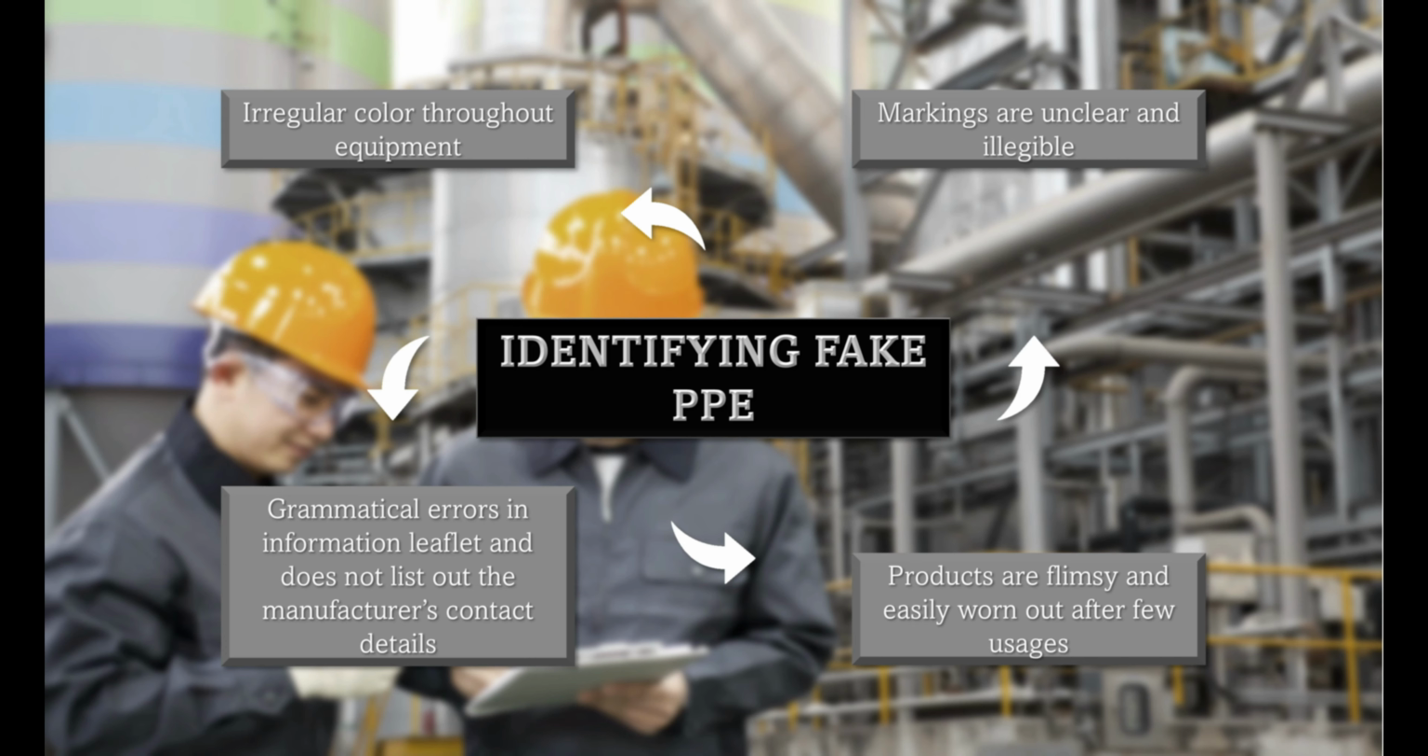Identifying fake PPE. Firstly, the PPE markings are unclear and illegible. Next, the PPE has irregular color throughout the equipment. Grammatical errors appear in the information leaflet, and it does not list out the manufacturer's contact details. Products are flimsy and easily worn out after few usage.